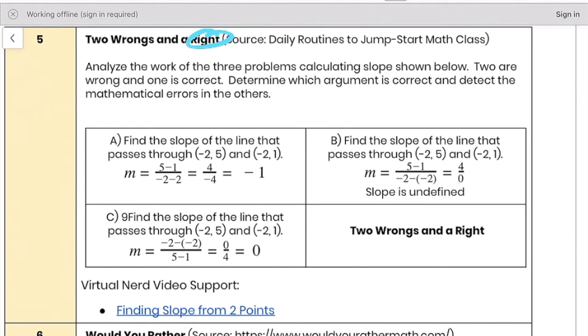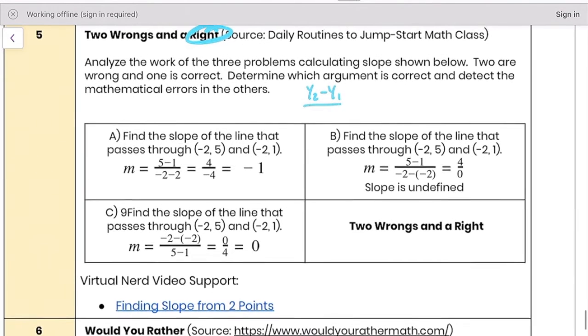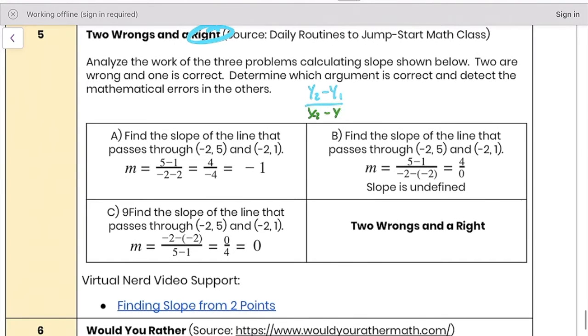So remember, to find slope, it's going to be y2 minus y1 divided by x2 minus x1. Okay, and in all of these problems, I'm going to color code these. Here's y2 and y1, and then the first number is x2 and x1. So we know that the minus 2's have to be on the bottom for sure. And so it should be negative 2 minus negative 2. This one looks pretty good.